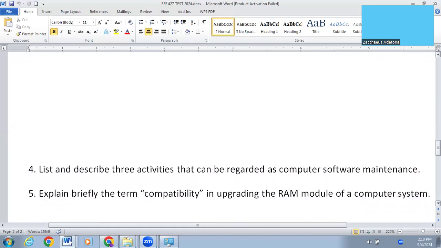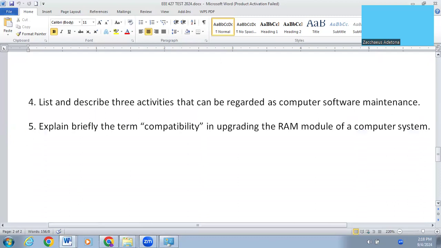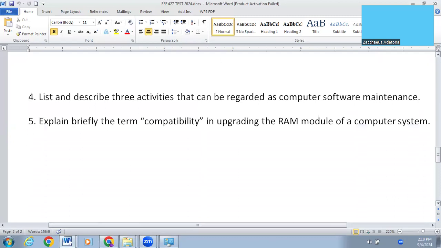Then we move on to the 4th question and the 5th question. The first question, you are asked to list and describe 3 activities that can be regarded as computer software maintenance. You list these items and you describe them, what is to be done in each activity. Mind you, computer maintenance can be either hardware or software. In this situation, we are asking about the software maintenance.